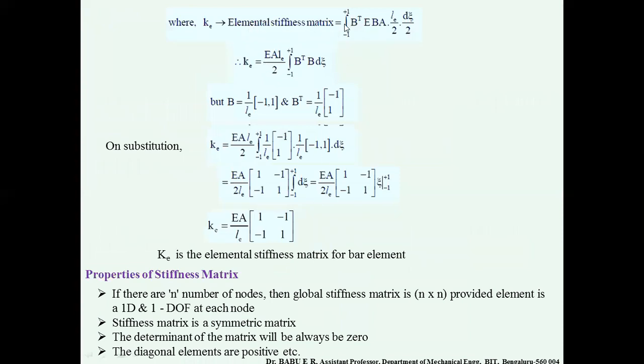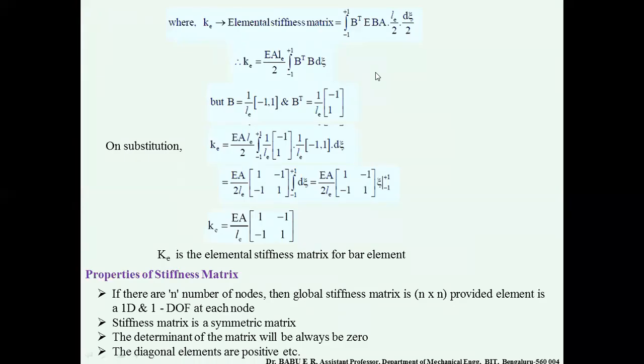where this Ke is the elemental stiffness matrix, which is given as the integration from minus 1 to plus 1 of B transpose E B A Le by 2 into d zeta. So E is constant, A is constant, Le is constant, so it is equal to EA Le by 2 times the integral from minus 1 to plus 1 of B transpose B into d zeta.